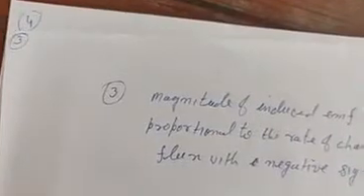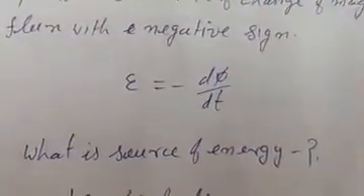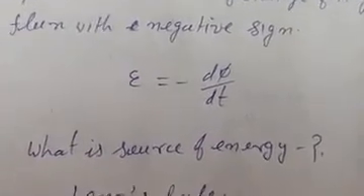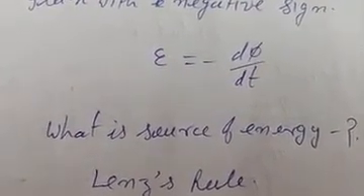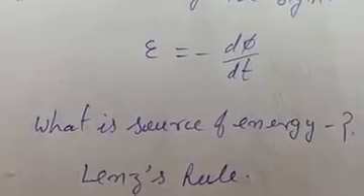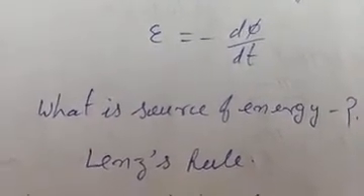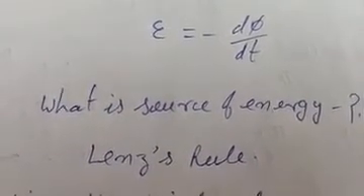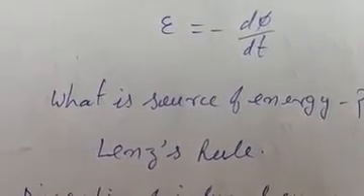Now the question is, what is the source of this energy? From where are we getting this energy? Is it not against the law of conservation of energy? It can be explained using Lenz's rule. Lenz's rule tells us what will be the direction of the current. The direction of the current is decided by Lenz's rule.